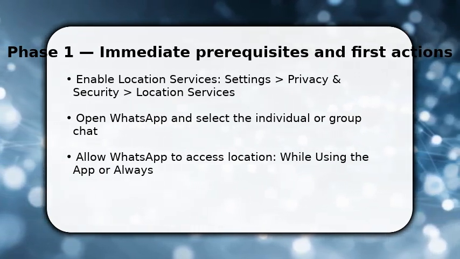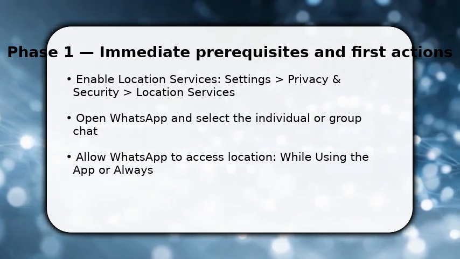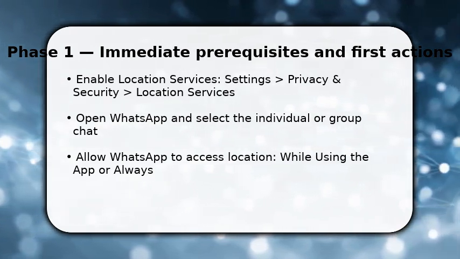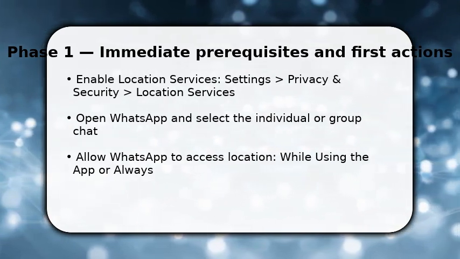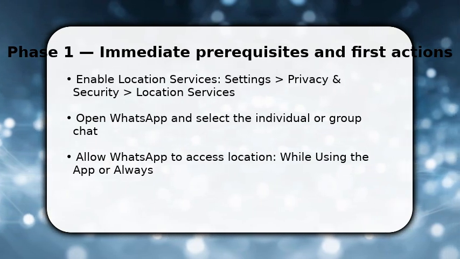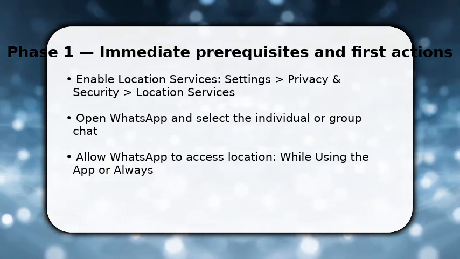Then open WhatsApp and tap the chat of the person or group you want to share with. Once done, tap the plus button next to the message box to begin the live location flow. This gets you into the actual sharing controls fast and avoids extra steps.